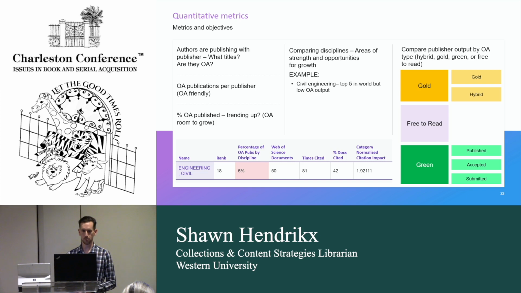So here are some quantitative metrics that we look at, and I'll dive into it in more detail when we're looking at the spreadsheets. Are our authors publishing with this publisher, what titles are open access, that sort of thing, and the percentage of OA publications for that publisher, to see how far along they're progressing with OA initiatives.